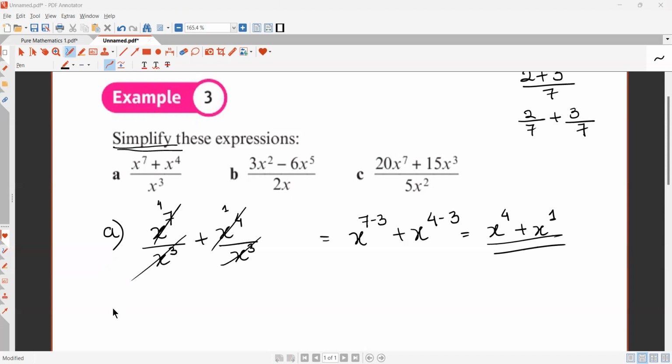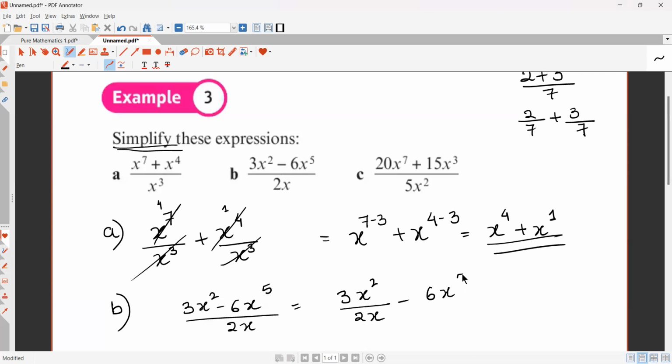Now, let's talk about the B part. In the B part, you have 3x square minus 6x raised to 5 divided by 2x. Same story as before. What can we do? 3x square divided by 2x minus 6x raised to 5 divided by 2x. I will start using the cancellation method instead of indices because that's easier for me. Cancel 1x, 1x. How much is left? 1. x and x. How much is left? 4. 2 ones are 2. 3 twos are 6. So the answer is going to be 3 by 2x minus 3 x raised to 4.